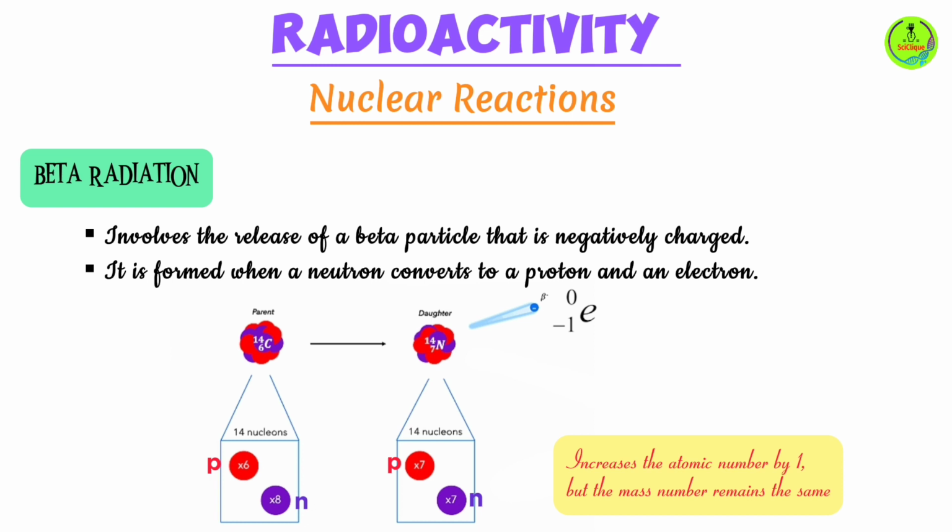What happens to the mass number? Okay, let's go through it. So we're talking about the neutron changing to a proton. So initially we had 8 neutrons and how many protons? 6, giving us a total of 14. Now after the radiation, the number of neutrons decreases to 7, but the number of protons increases to 7. So at the end of it, we end up having a total of 14. So again, no change. And this is beta radiation.